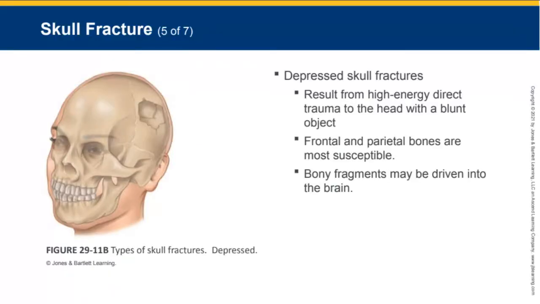Depressed skull fractures. A depressed skull fracture requires high energy. There needs to be a high energy impact involved when this fracture occurs. It results from high energy direct trauma to the head with a blunt object. The frontal and parietal bones are most susceptible to this type of force. Bone fragments may be driven into the brain and can cause injury to the brain.